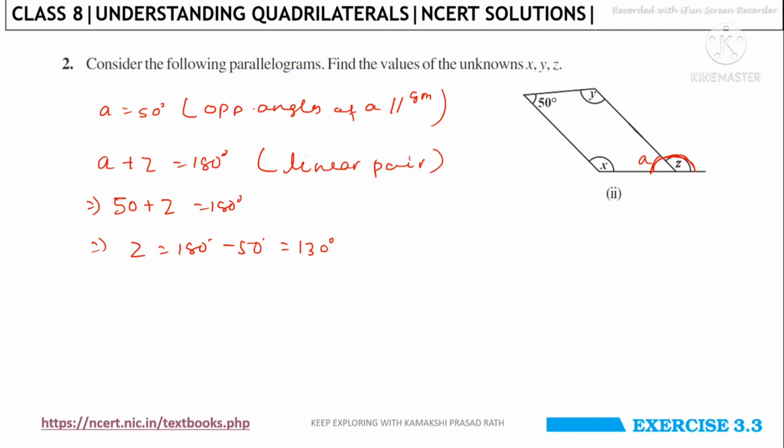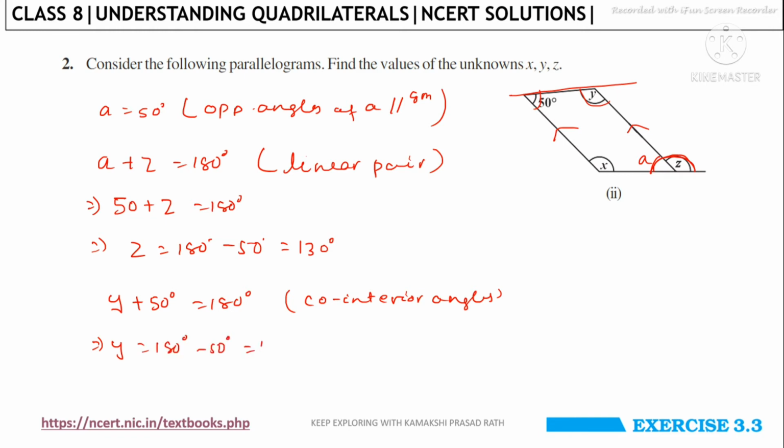Now we can find the value of y. So how can we find the value of y here? We see y and 50. y plus 50 will be 180 degrees. Same thing, co-interior angles. y and 50 are co-interior. As you can see, these two lines are parallel and this will be the transversal. So these are co-interior angles, or angles on the same side of the transversal, or the adjacent angles of a parallelogram. Hence we get y equals 180 degrees minus 50 degrees equals 130 degrees.